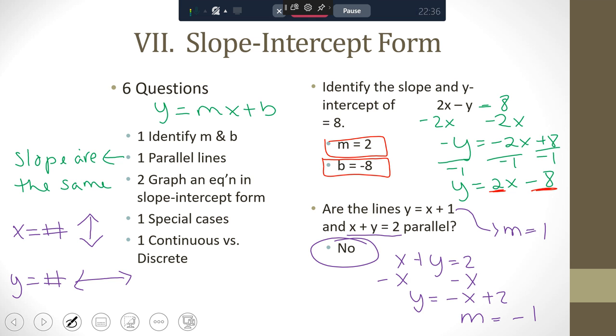This part here? Okay, so all I did for this part was find my m, which is 1, right? Then I took this problem right here and I solved for y. So I subtracted x and got y equals negative x plus 2. Then that m is negative 1. So because they aren't the same, it's no.